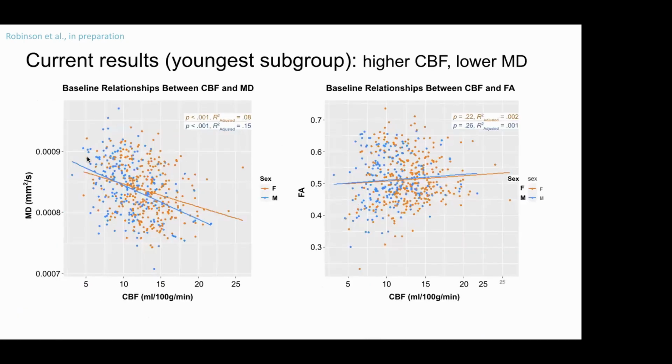To try to reproduce what Aslan and colleagues had shown before, in our youngest group, we demonstrated that when there's a high CBF, higher blood flow, there's a significantly lower mean diffusivity. This coincides with what was reported before. We actually did not see a significant association between blood flow and FA in our case. But bear in mind, this blood flow is not the same as the blood flow you would measure using single-delay ASL, right? I'll talk more about that.